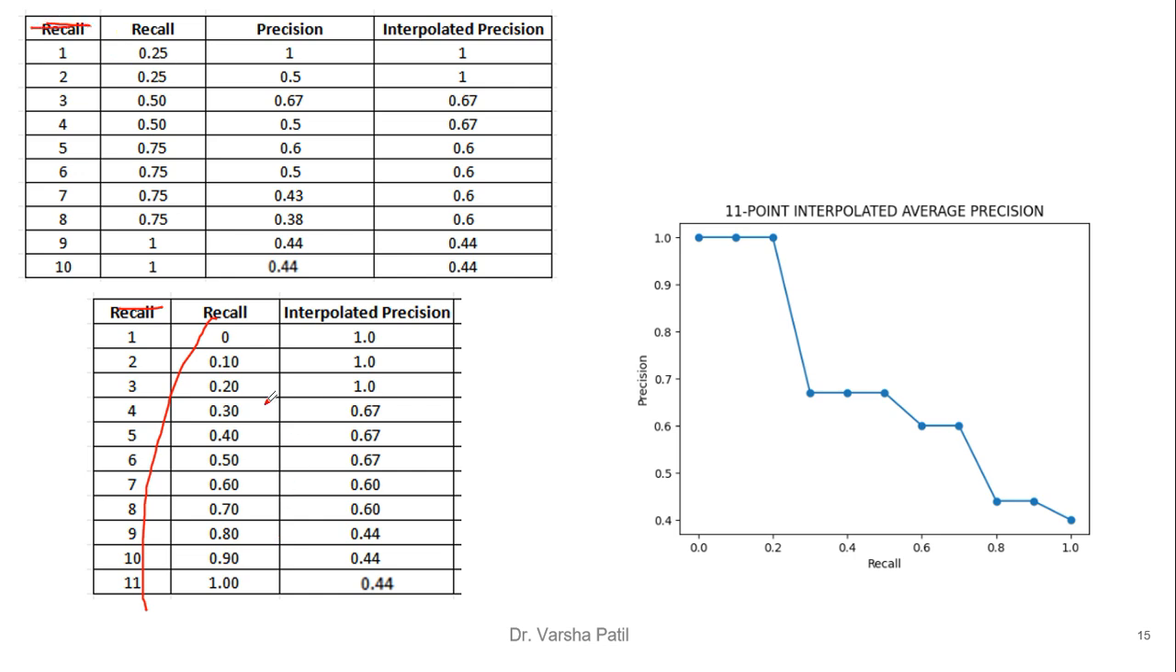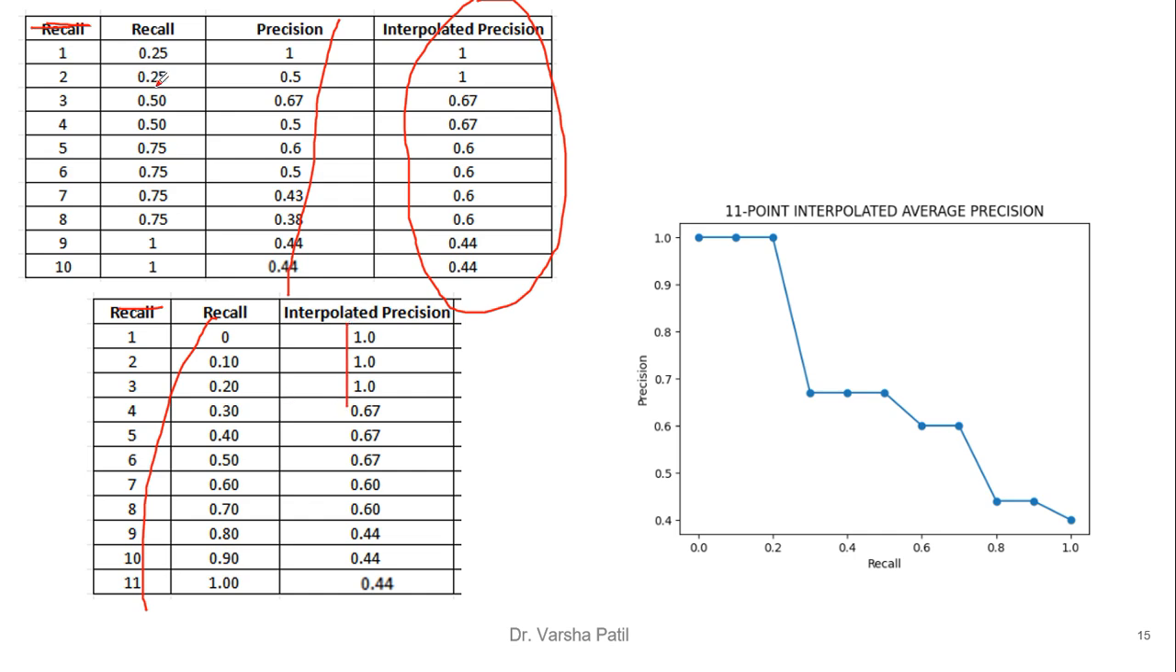So this is the... we are not taking this value into consideration, we are taking this value into consideration. Now here recall is between 0 to 1, 11 sub points are there. Now for next we can see that 0.25. In the 0.25, 0, 0.10 and 0.20 are included, so we have written directly 1, 1, 1.